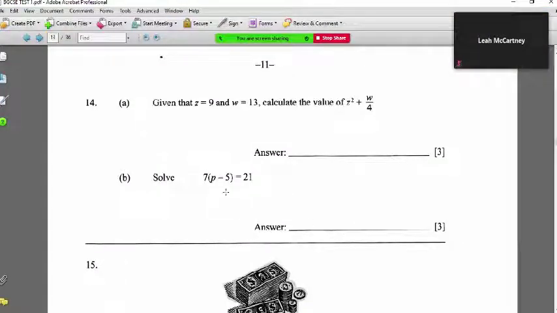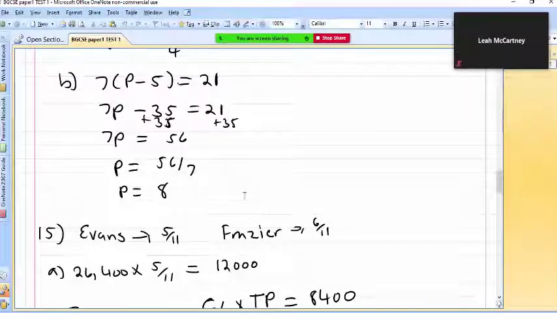In part B, 14b, we have 7 times p minus 5 equals 21. This is simple basic algebra. This is not a complicated problem. You just distribute your 7 into your parentheses, first of all. So we'll get 7p minus 35 equals 21. Okay, so in this case, 7p minus 35 equals 21. Then you want to get the minus 35 to the other side of the equation. So we want to solve for your p.